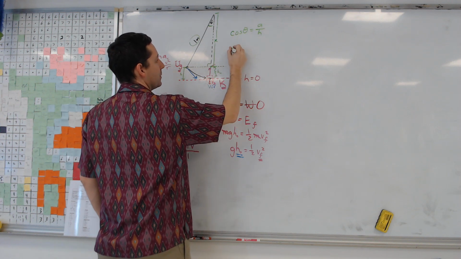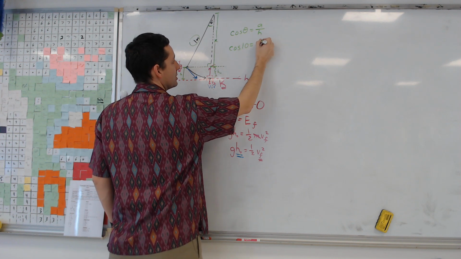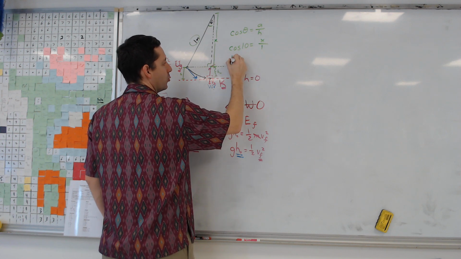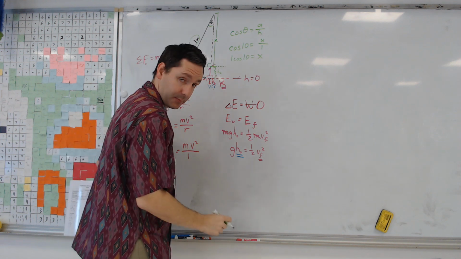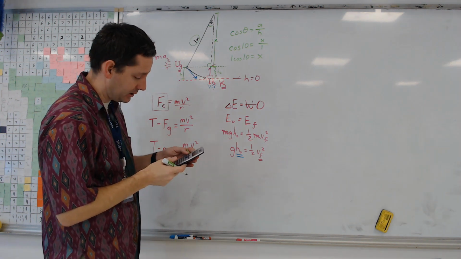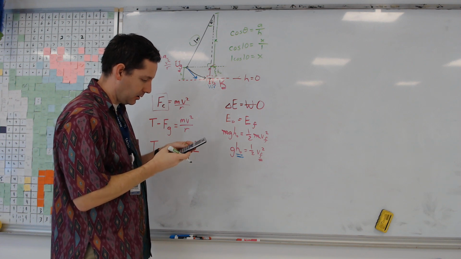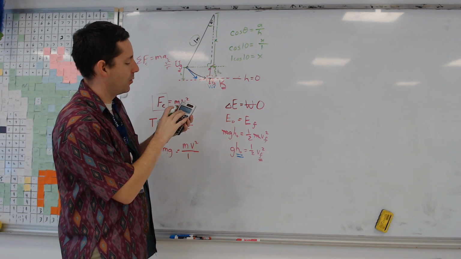So cosine of 10 equals the adjacent, which is x, over the hypotenuse, which is 1. And so that'll be 1 times cosine of 10. Now again, I'm going to pull out my fancy calculator, which I don't even know if I know how to do a cosine on. Oh, look at that, I do. All right, so I got cosine of 10.